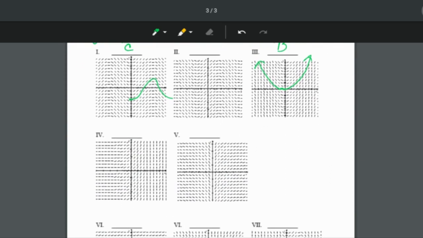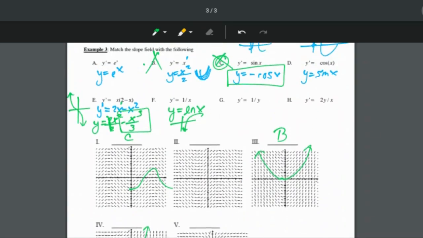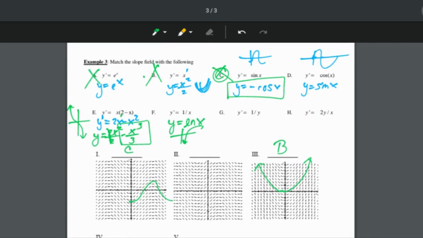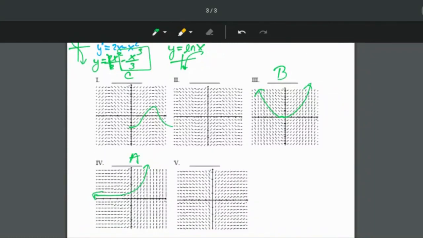In IV, that one looks like we could put a solution curve in there. To me, that looks like our e to the x graph. E to the x was A, so we could cross out A there.